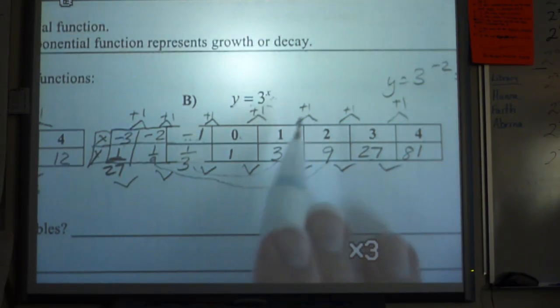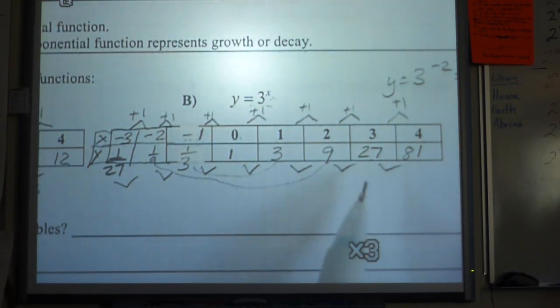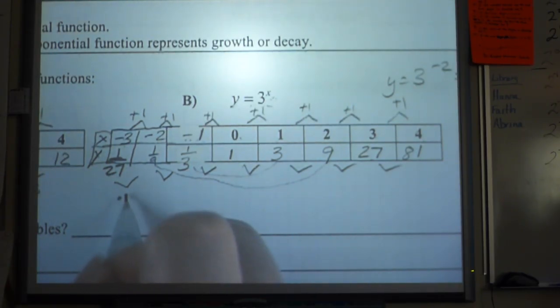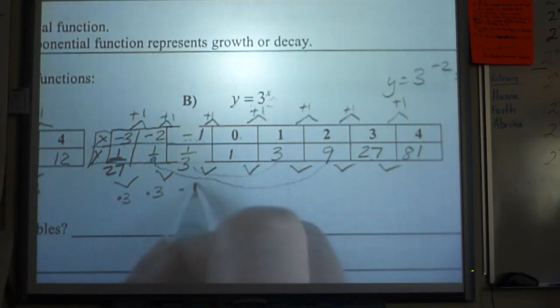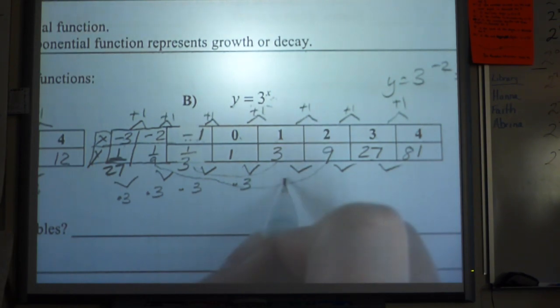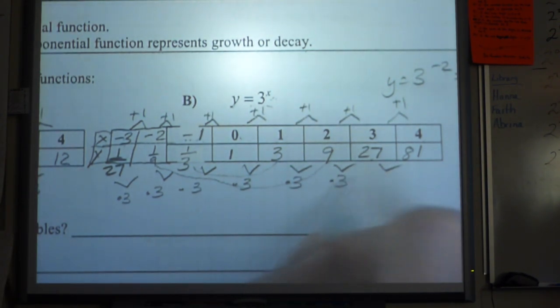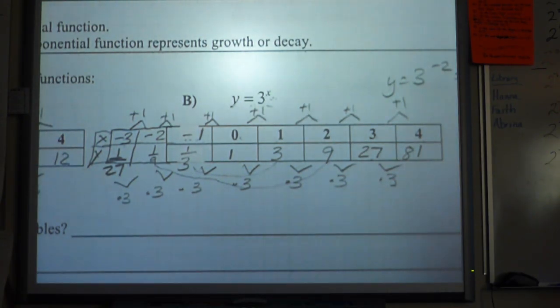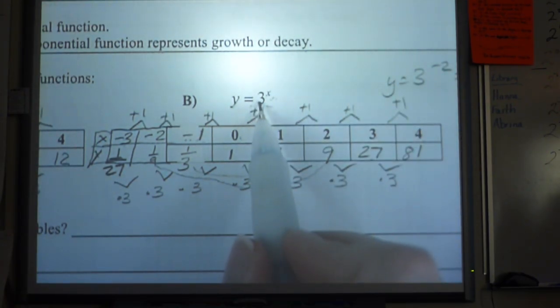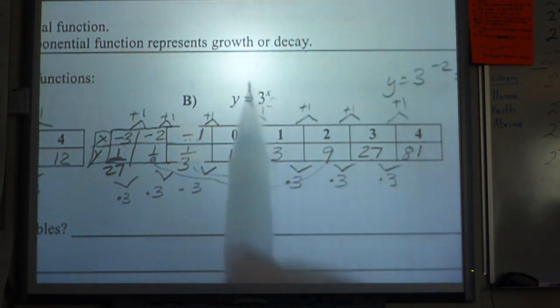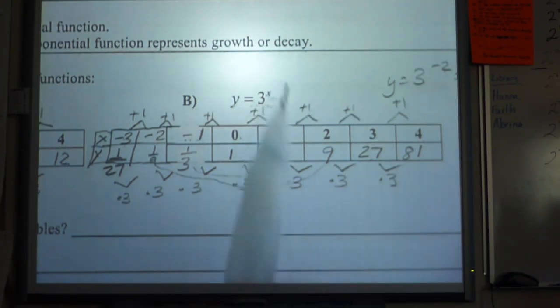Okay, so as x is increasing by 1, what's happening to the y values, boys and girls? Good. Yes, it is being multiplied by 3. And that should make sense to you as we just spent the last 2 weeks learning about powers, because 3 is the base of our power. So we're looking at powers of 3. So each time we're multiplying by some power of 3.